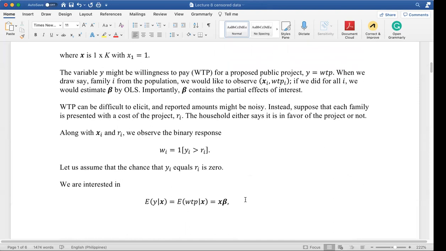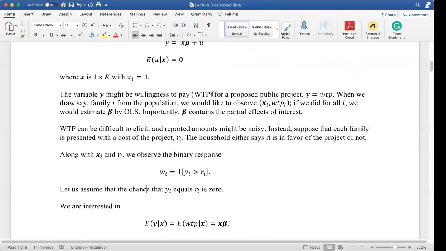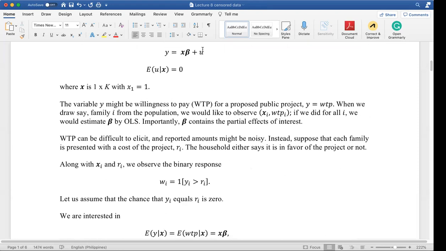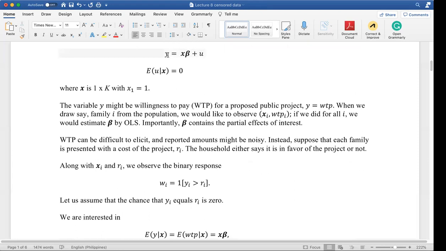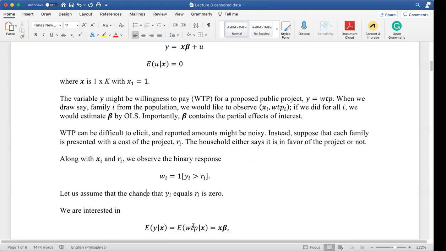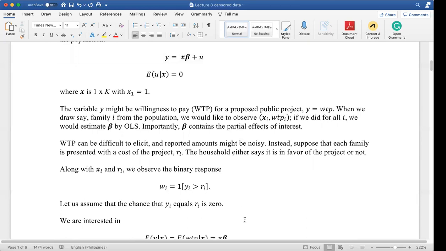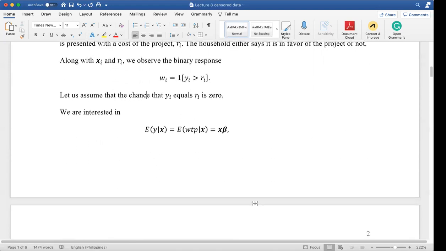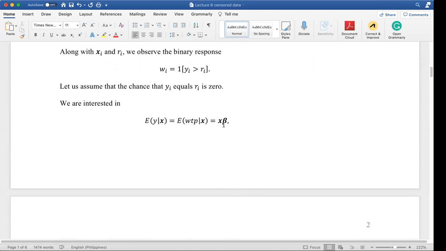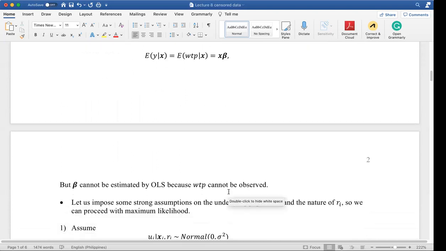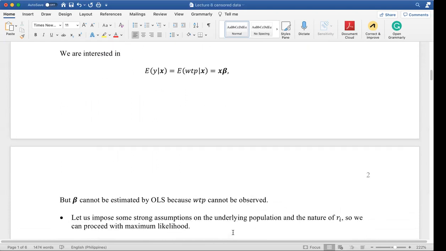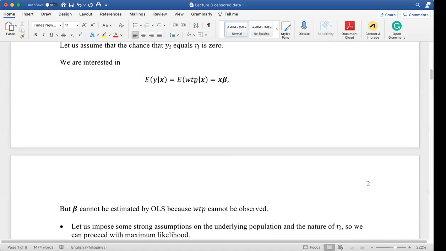But what are we interested in? Going back to our original model, we're interested in the expected value of y given x, that is, the expected value of the WTP given x. From our model, that is equal to x beta, since the expected value of u given x is 0. So that's why we would like to estimate beta. But beta cannot be estimated by OLS because WTP cannot be observed.